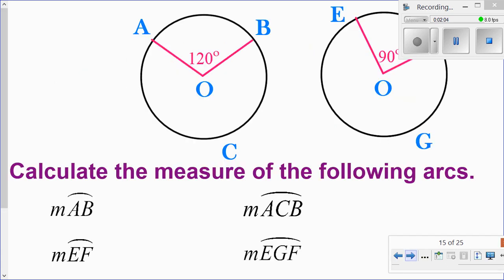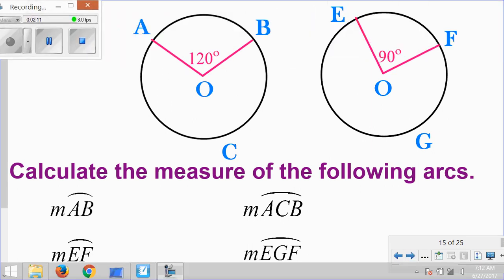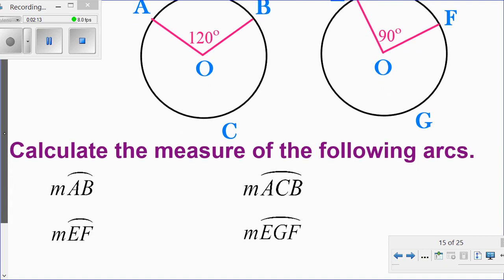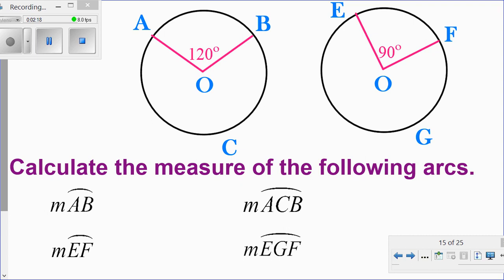Let's take a look at a few examples. It says calculate the measure of the following arcs. First, the measure of arc AB. We can see here that the central angle is 120 degrees, which means the measure of arc AB is also 120 degrees. Notice the way we write that, the measure of arc AB, is very similar to how we wrote the measure of an angle, except we use the arc symbol.